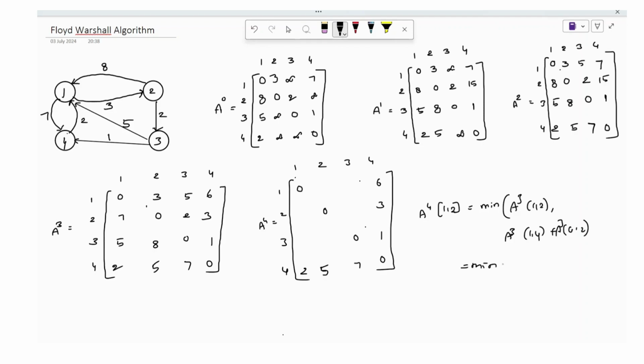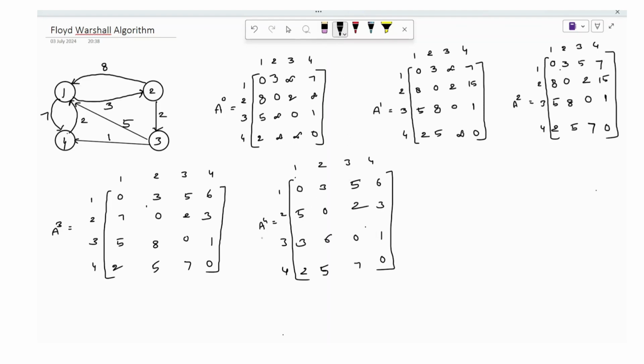A3 of 1 comma 2 is 3, right? Minimum of 3 comma A3 of 1 comma 4 is 6 plus 4 comma 2. 4 comma 2 is 5. Anyway it is greater, so I am going to keep the old value, that is 3. Like this we have to calculate for the remaining vertices as well. Get the final A4 values like this.